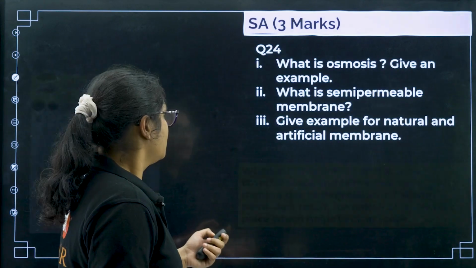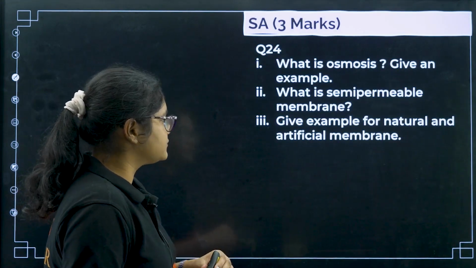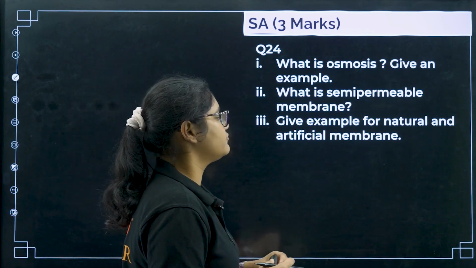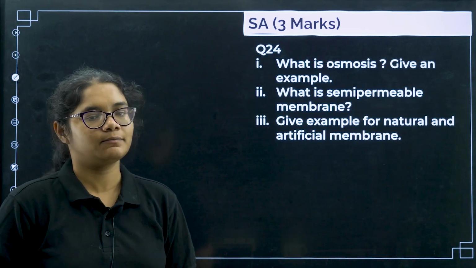Clear? Next, what is osmosis? Give an example. What is a semi-permeable membrane? Give examples for natural and artificial semi-permeable membranes.